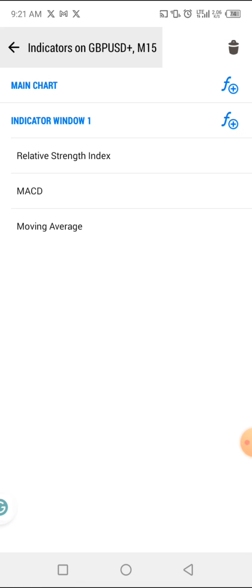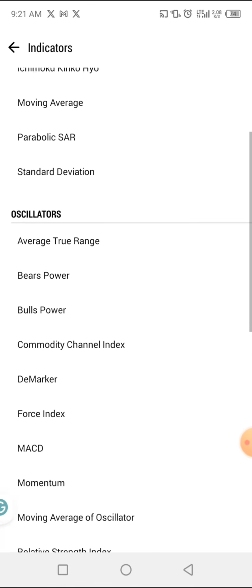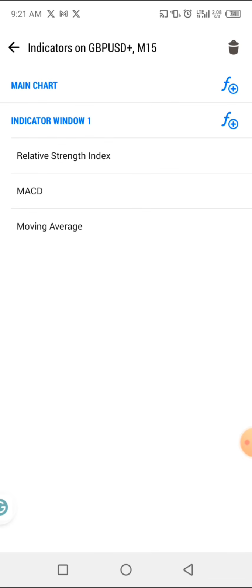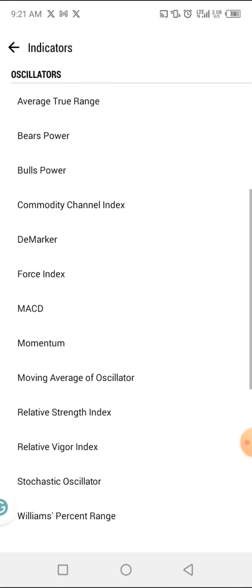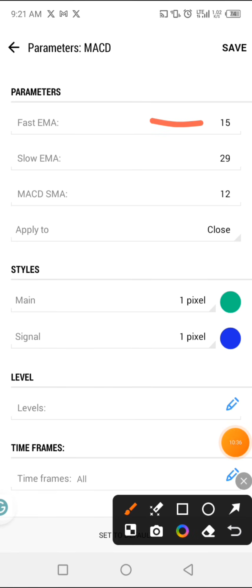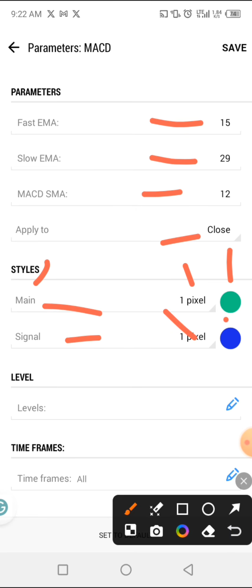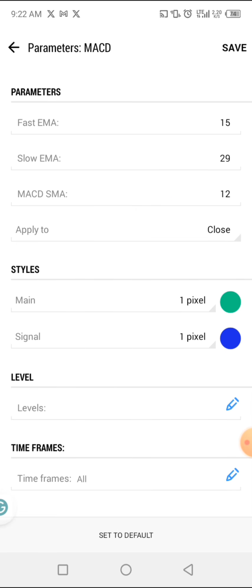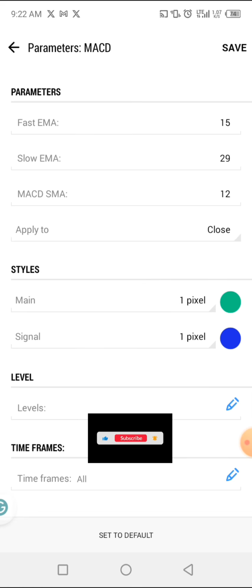So you look for your MACD. When you find your MACD, these are your parameters: your fast EMA is 15, slow EMA is 29, MACD SMA is 12. Apply to close. Then in your style, you're going to use 1 pixel, and you're going to use color green for your main. Then for your signals, use 1 pixel, use color blue. But guys, you can also use any color of your choice. Once you have this set up, you click on save.